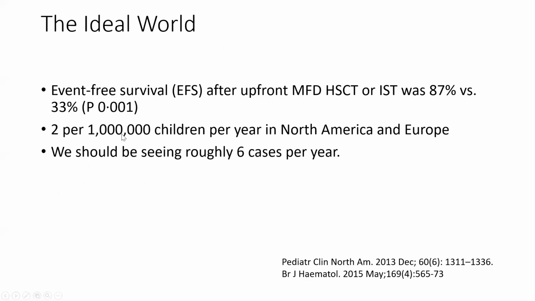So in the ideal world, if we look at the results and the outcomes of patients with severe aplastic anemia throughout the world, the survival rate of the outcome with a matched family donor is in the region of about 87% versus 33% with a patient with immune treatment.